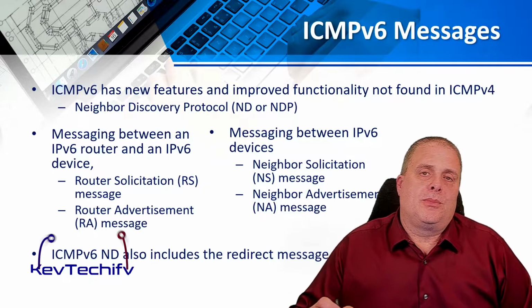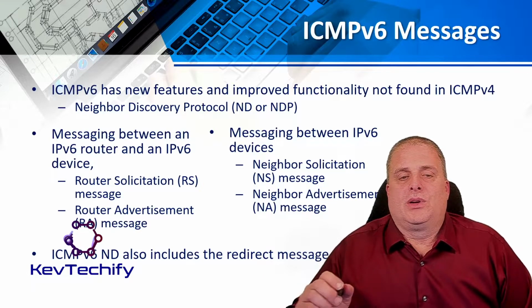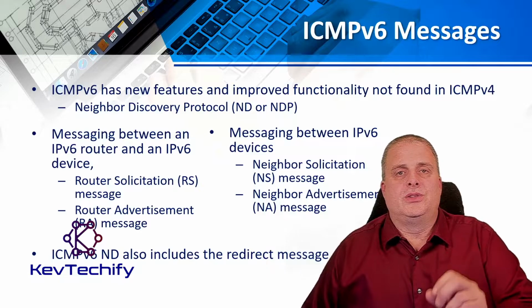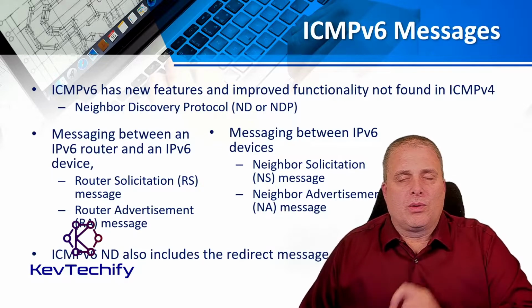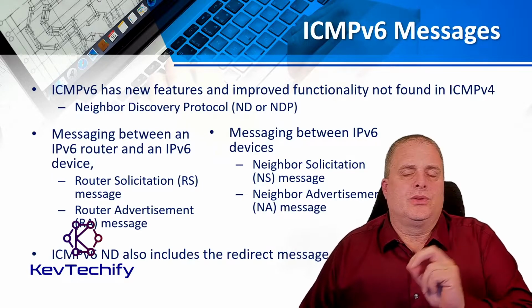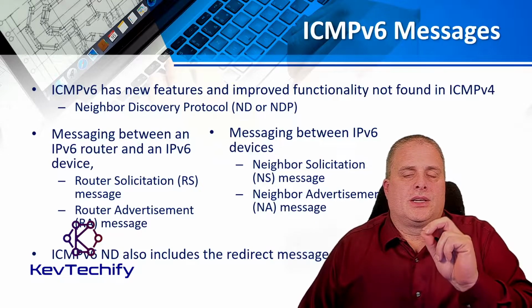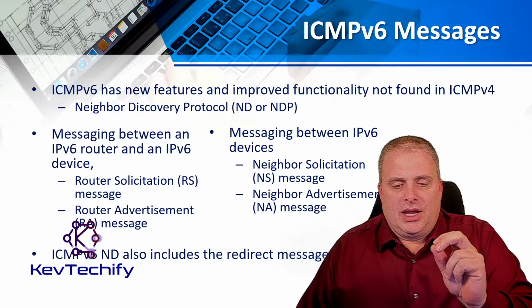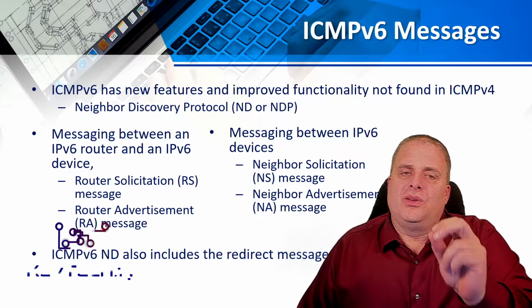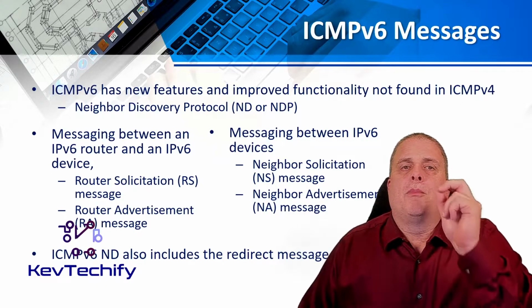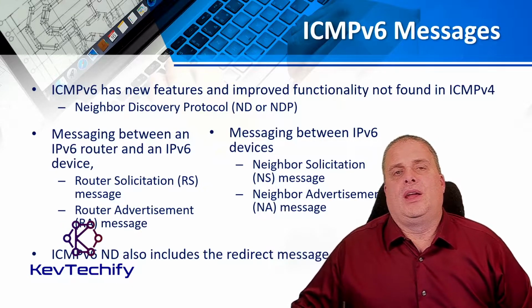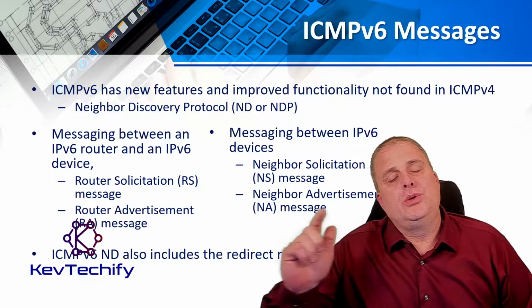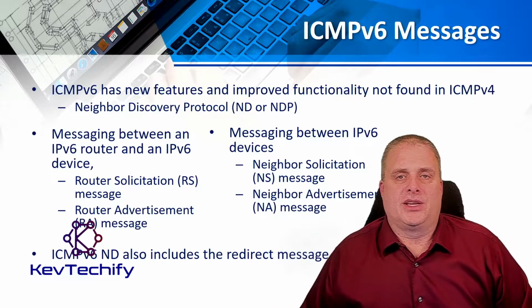Now, ICMP version 6 Neighbor Discovery Protocol also includes a redirect message. And what that redirect message is, it deals with the routing protocol. And basically, when a device connects to it, it's going to say, hey, I know you think this is the best way to do that, but we found a better way to get to your destination. Use that path. That's what the redirect message is.